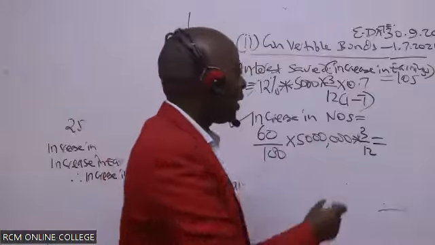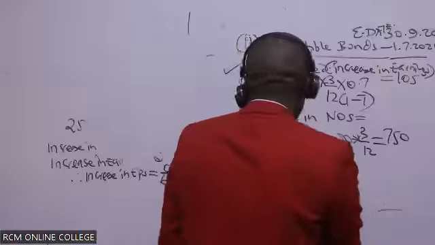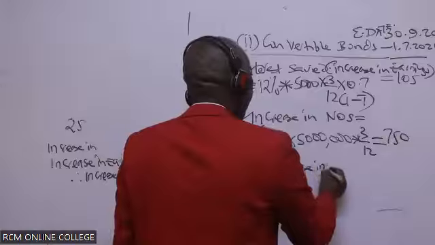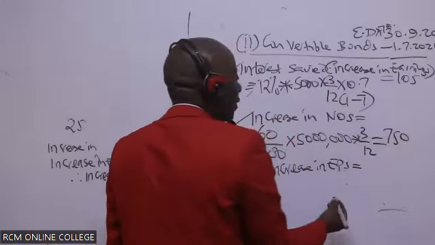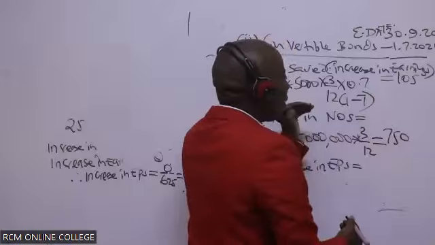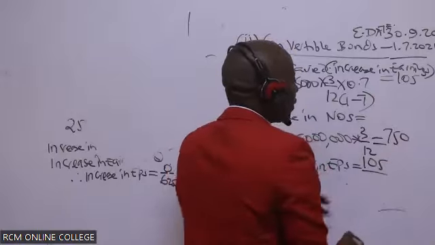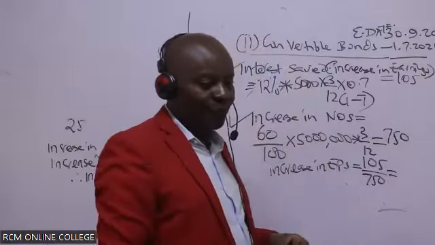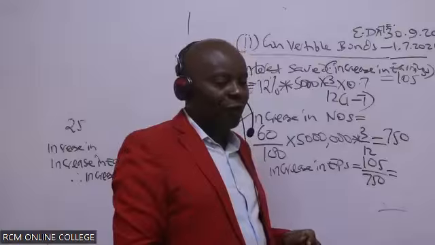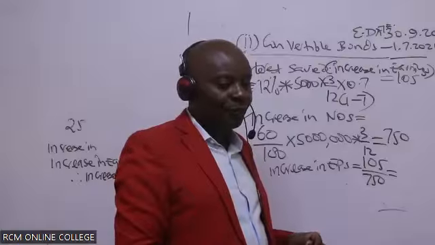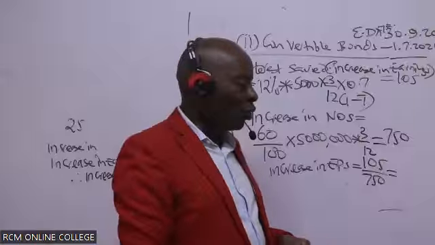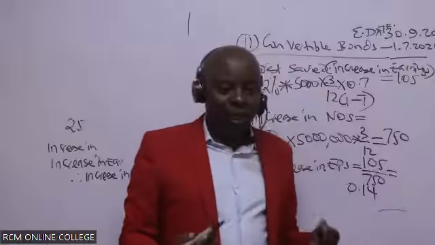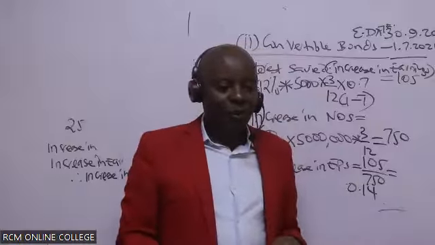All right, 750. So in this case, ladies and gentlemen, what will be the increase in our EPS? This will increase our EPS to what extent? Remember, it is increase in earnings, 105, over increase in number of shares, 750, which gives me how much? 0.14. What comment do I make to demonstrate broad and deep understanding of the subject?